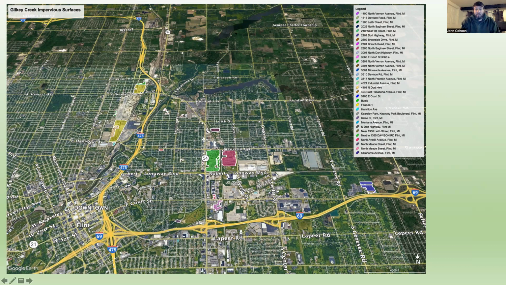So some of these properties that are listed here on the right are actually on the west side of the Flint River here. Those properties were not included in our study, although they are included on this map, only because those properties wouldn't drain into Gilkey Creek directly, and therefore they wouldn't really contribute to the condition of Gilkey Creek and wouldn't factor into the study that we've conducted for this particular project.